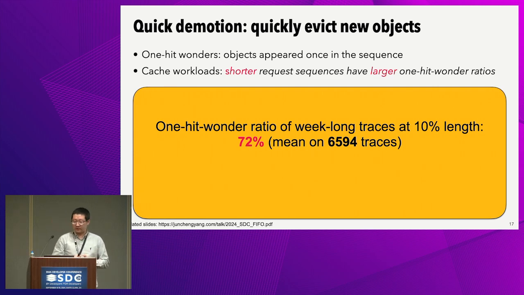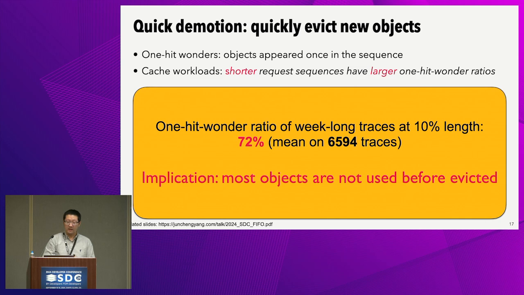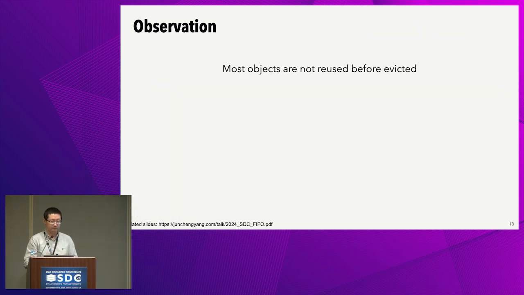We further measured the one-hit wonder ratio of week-long traces at 10% length on over 6,000 traces from 12 companies. And we find that the mean one-hit wonder ratio is 72%. So this means that 72% of the objects are only used once, and most objects are not used before being evicted.